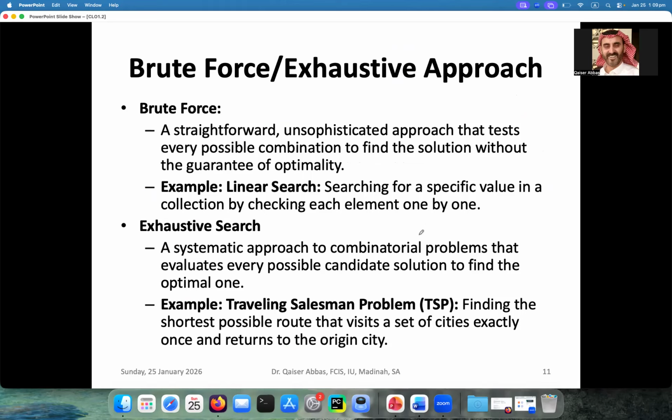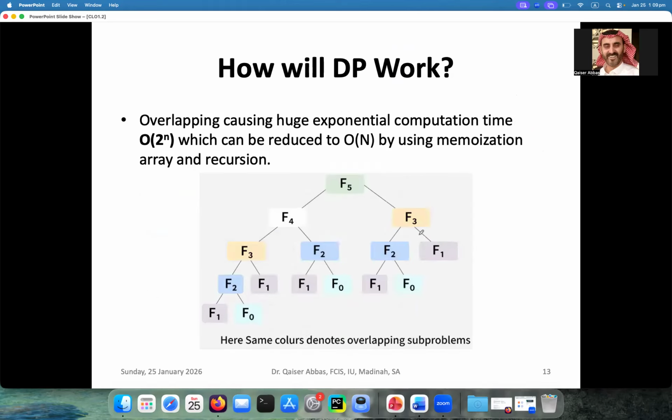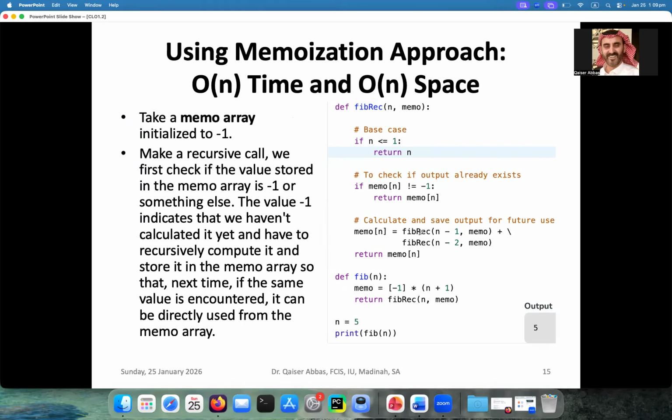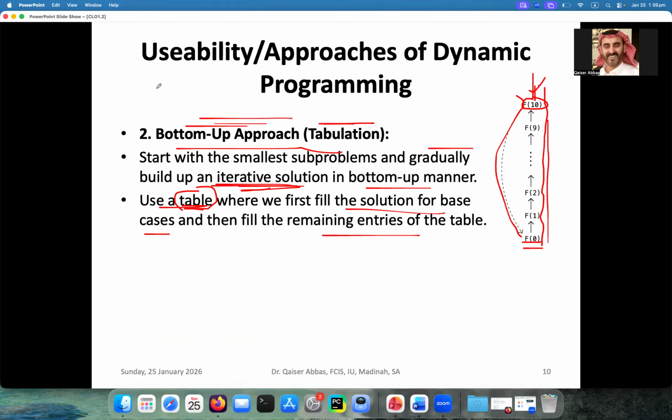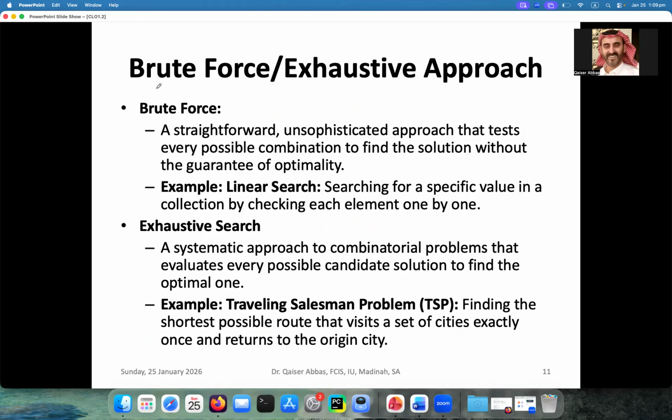Before starting some actual examples of DP, I am also introducing another topic. This is not a big topic, so I can remove it. It is not necessary now.